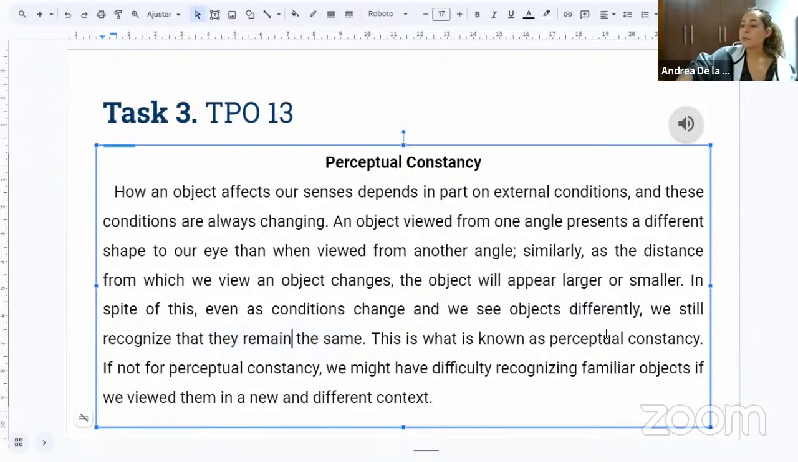So basically, perceptual constancy is the ability of recognizing objects, even if we see them differently, right? Under different conditions. So in your example, you could emphasize that part. You explained the example of the plate very well.